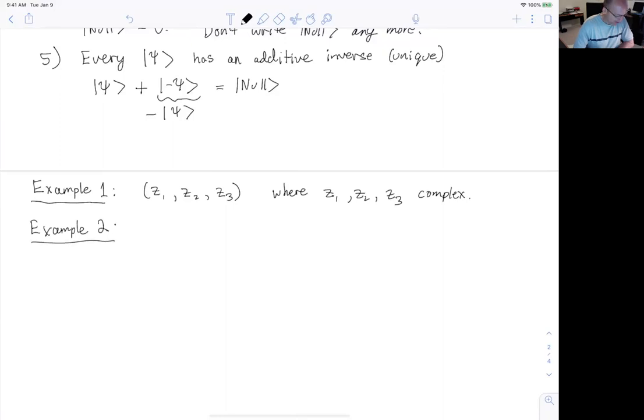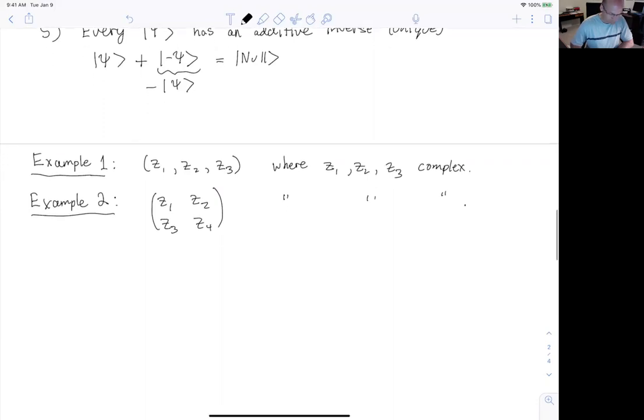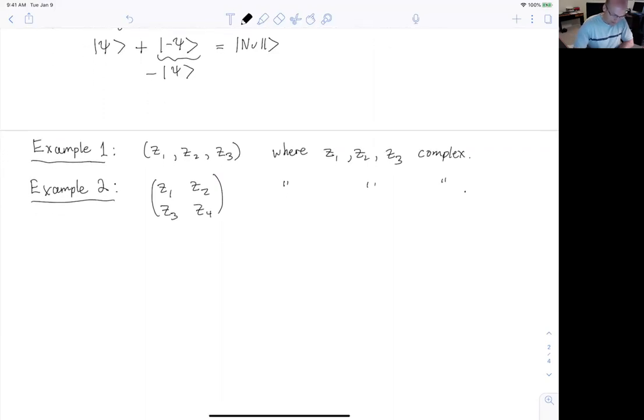is just to illustrate that we don't have to actually write them as an ordered triple. We could write them, say, like this. This is something we won't normally do, but we could do. Okay, we could write them as a 2x2 matrix. And again, these have to be complex numbers because of the closure property of multiplication. Okay, example three.